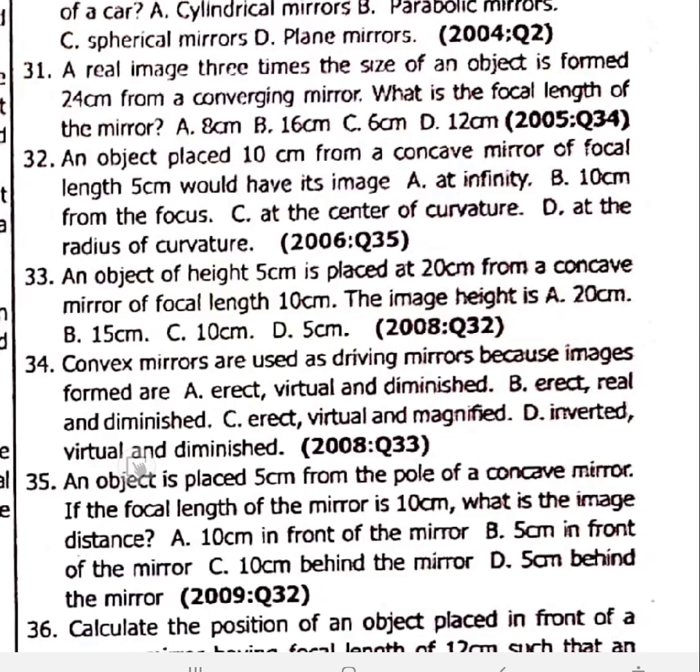Now I want you to jot down something for me. Concave mirror equals converging mirror. Convex mirror equals diverging mirror. Next, right. Concave lens equals diverging lens, while convex lens equals converging lens. We'll touch this on the subsequent chapters. 34 is option A, erect, virtual, and diminished. An object, okay.